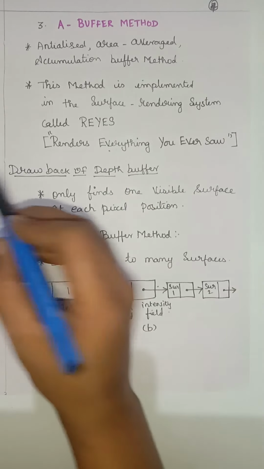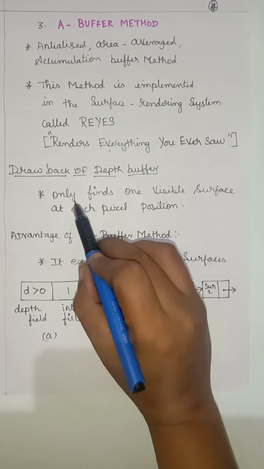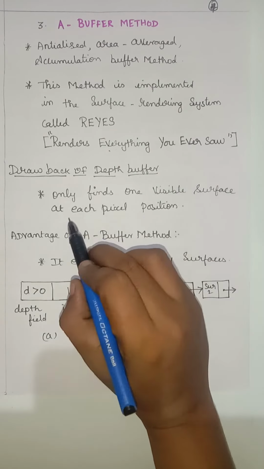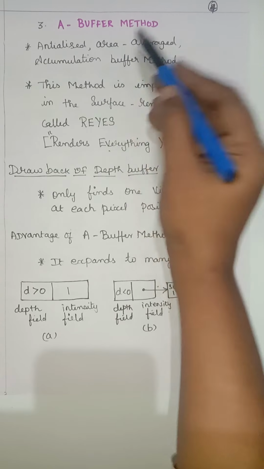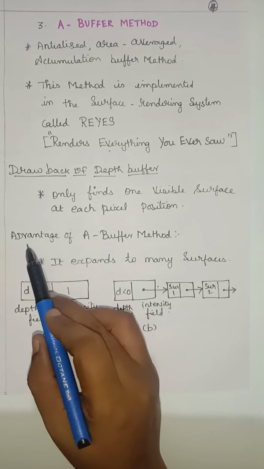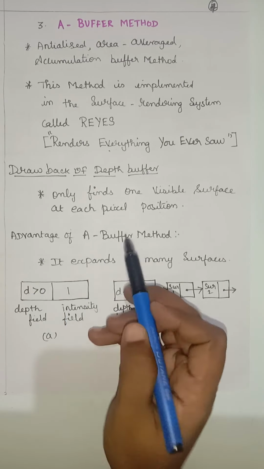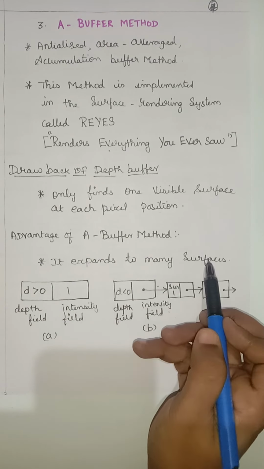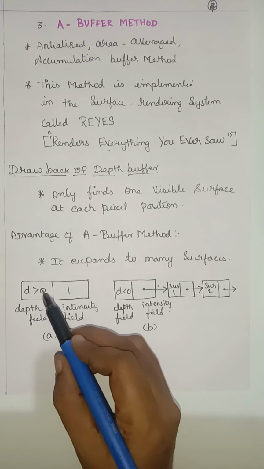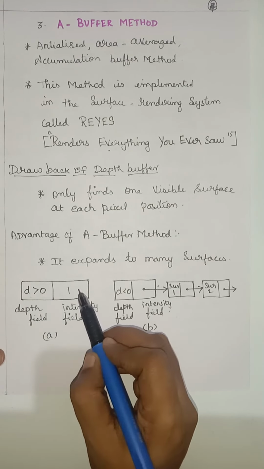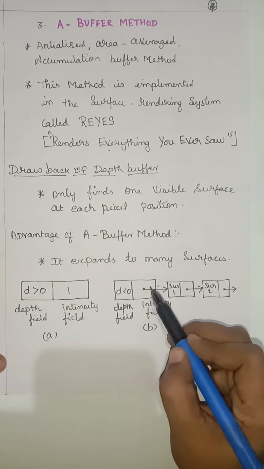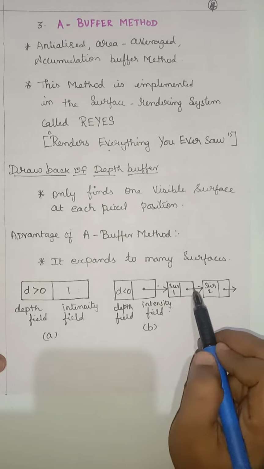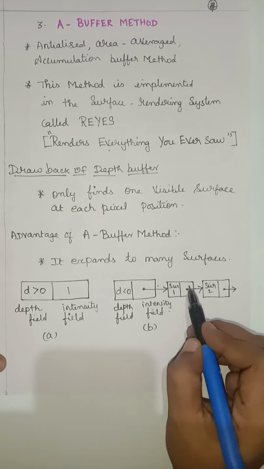The drawback of the previous method, the depth buffer, is that it only finds one visible surface at each pixel position. This can be overcome by the A buffer method, whose advantage is that it expands to many surfaces. If the depth is greater than 0, it identifies that only one surface is used. If the depth is less than 0, it uses many surfaces, and the pixel identification can be noted here.